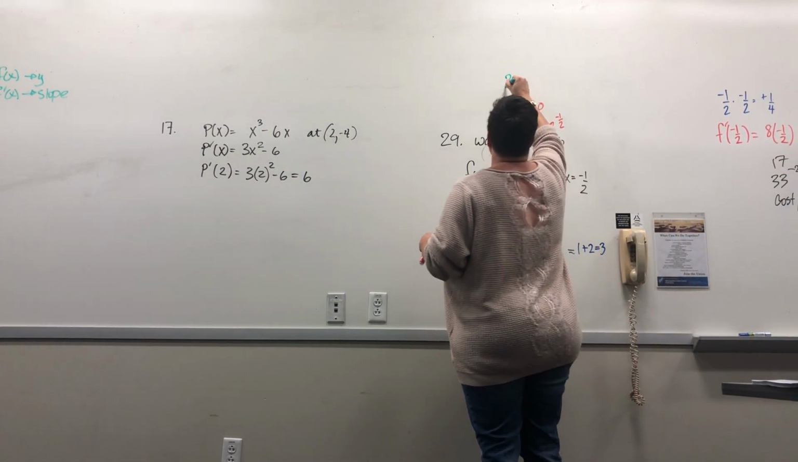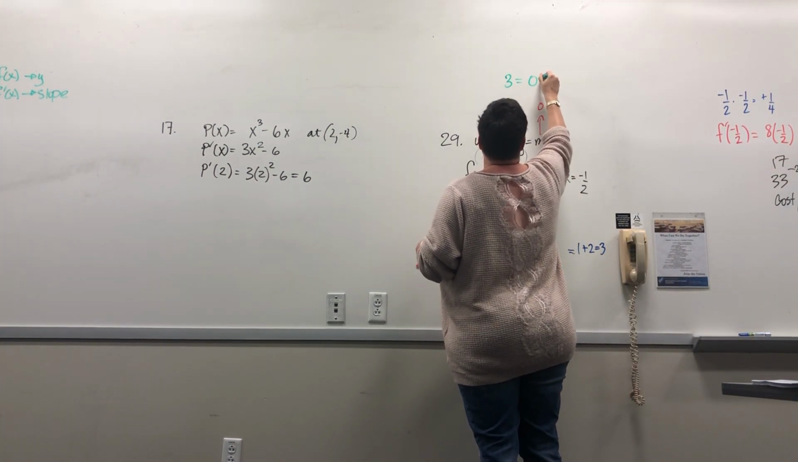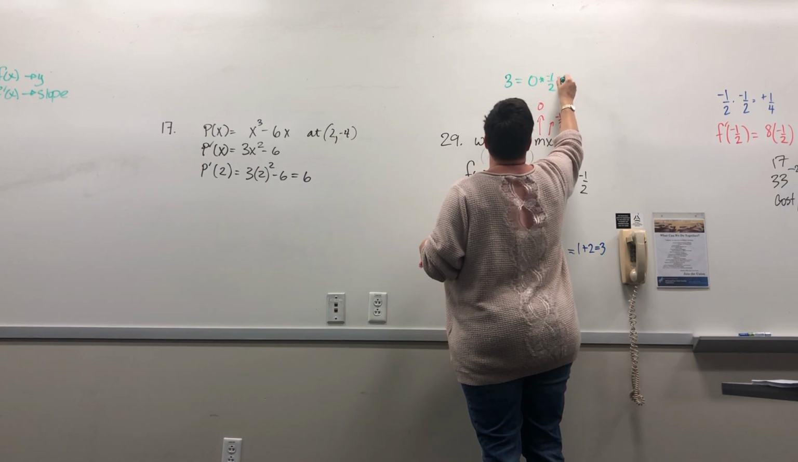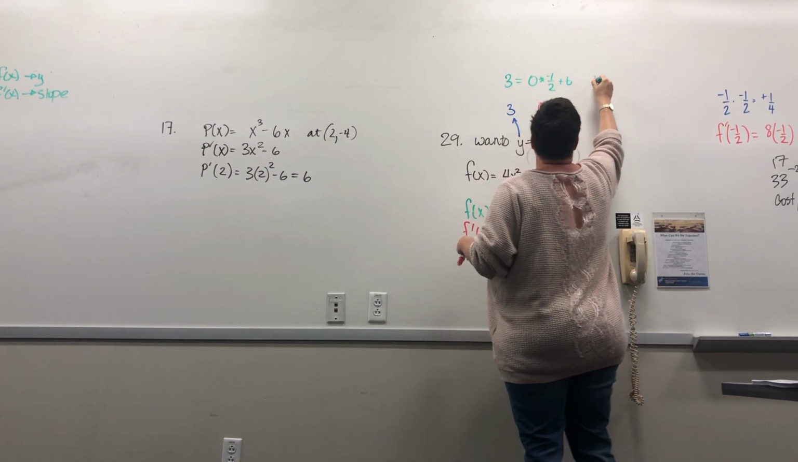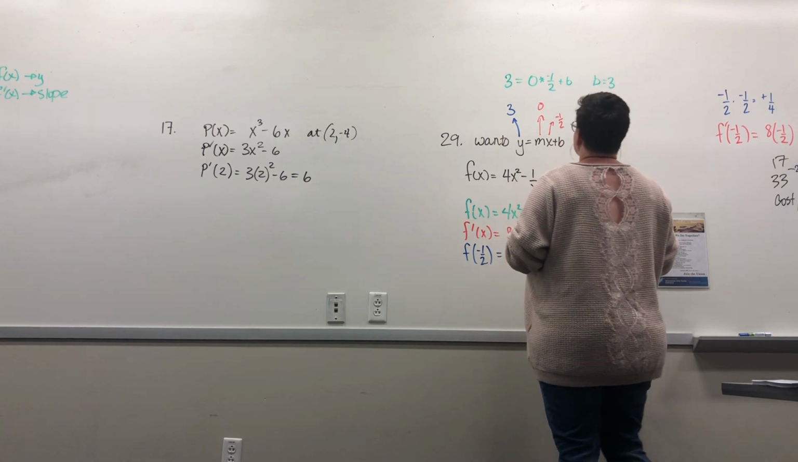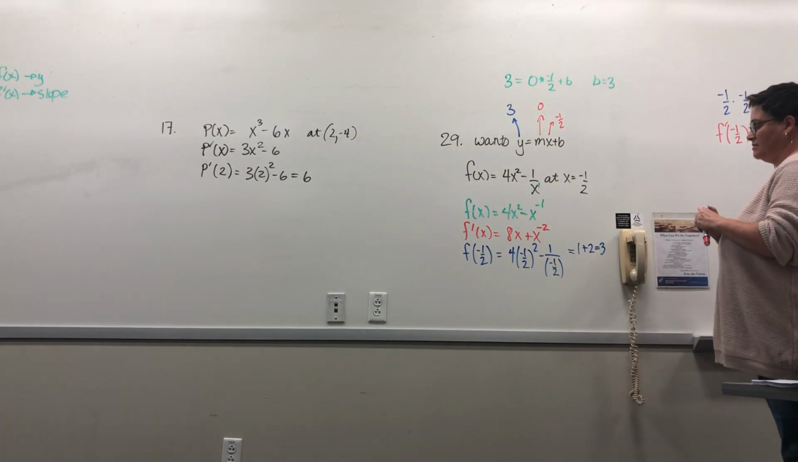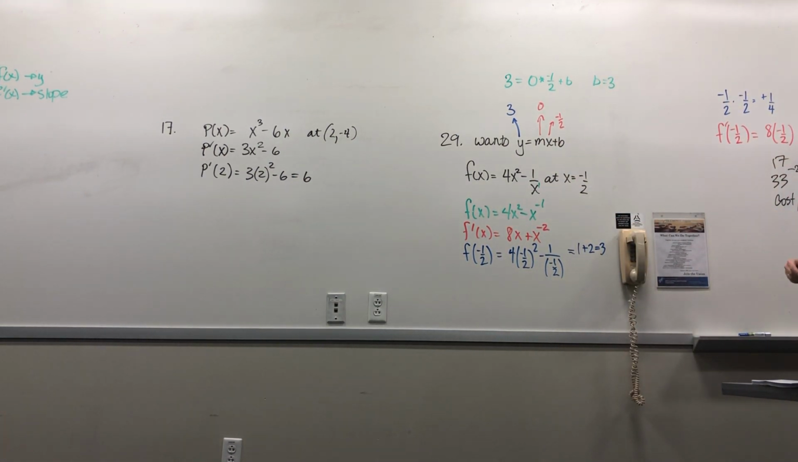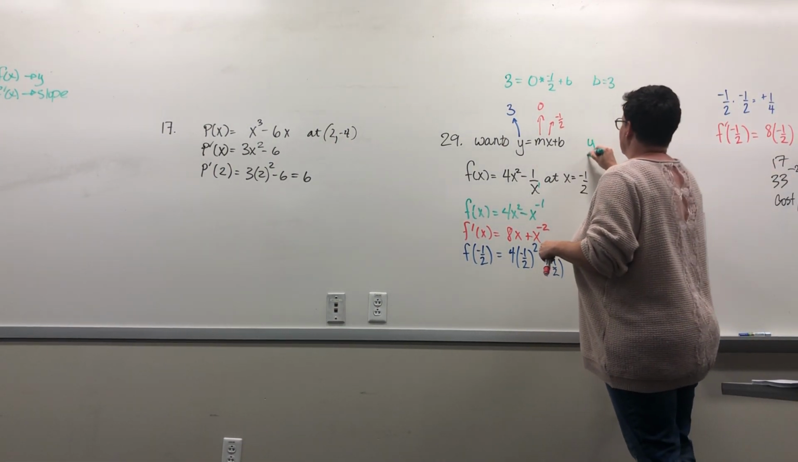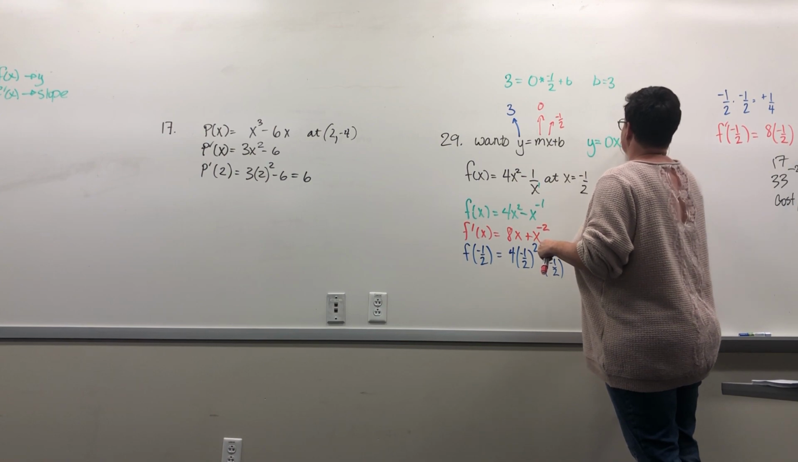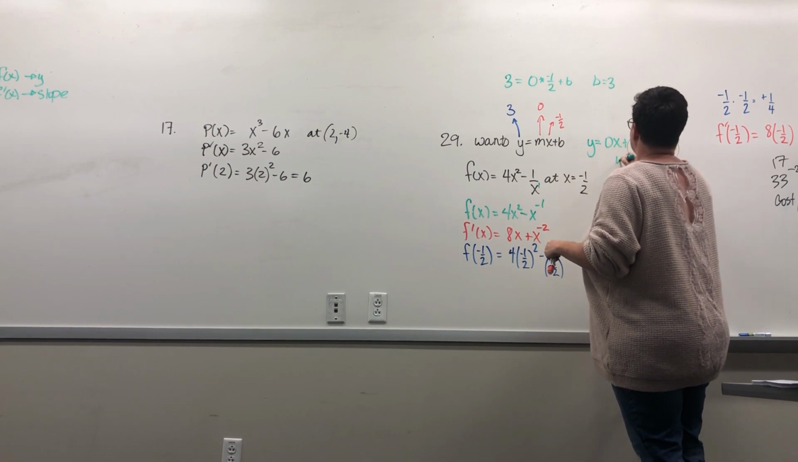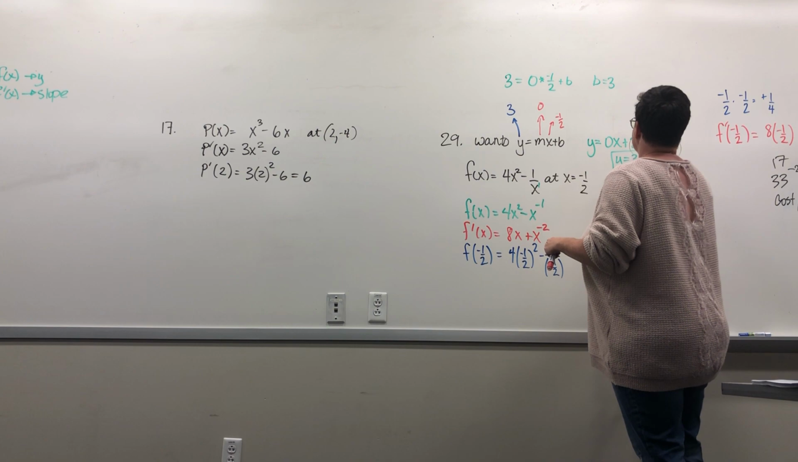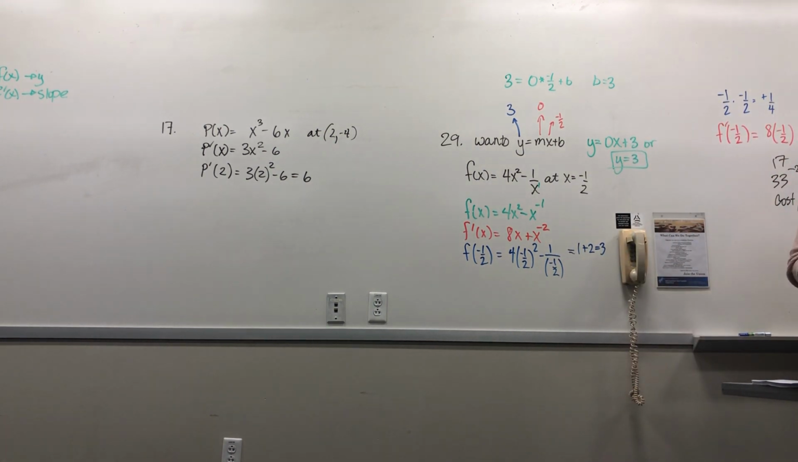3 equals 0 times negative 1/2 plus b. b equals 3. So what's my y equals mx plus b? y equals 3. Yep. y equals 3. Good.